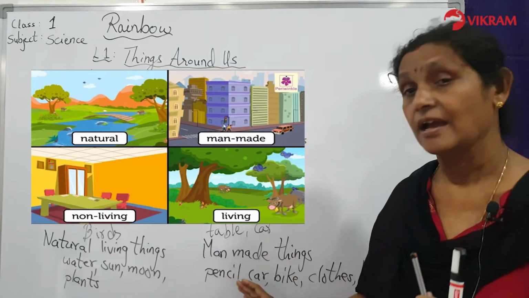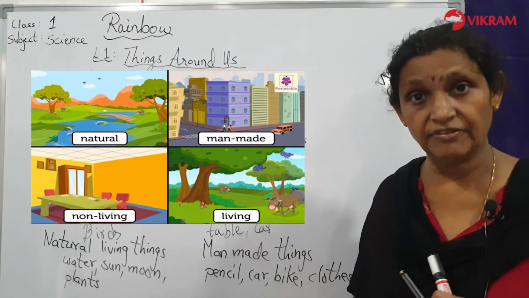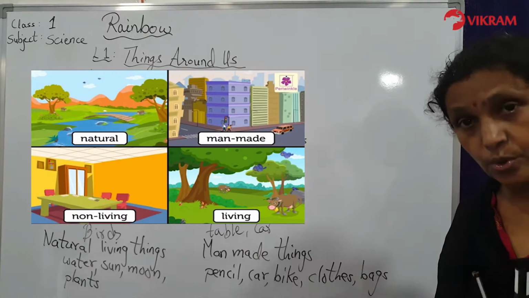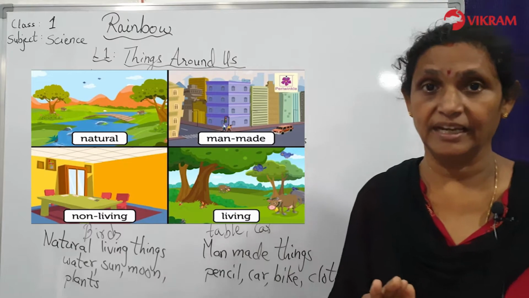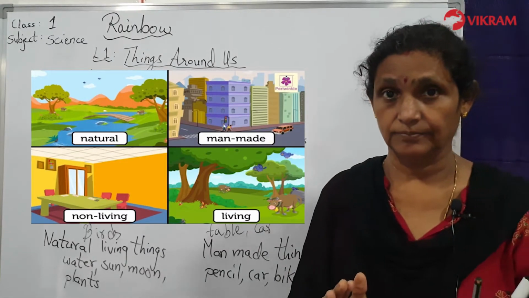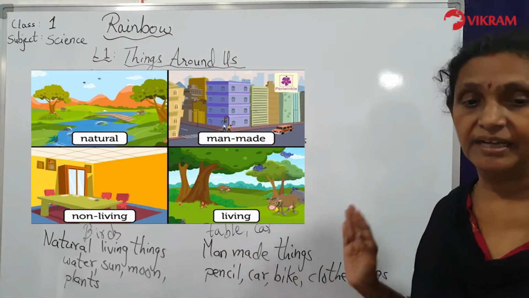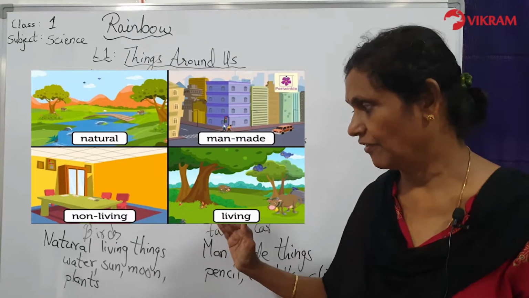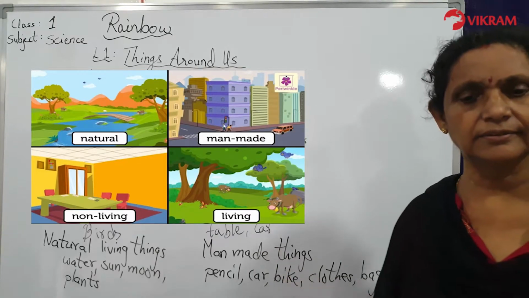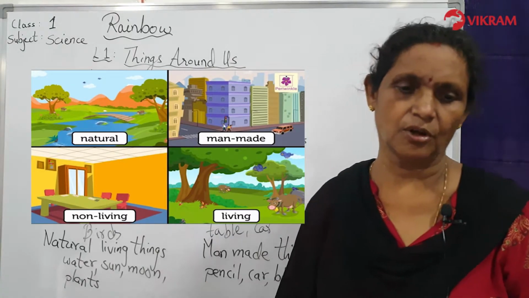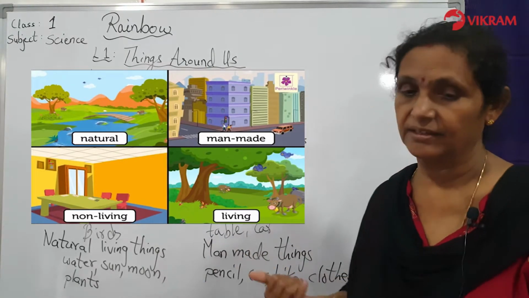So pencils, cars are also made in a factory, bikes, clothes also, bags also, all these things are made in a factory. So they are called man-made things. Children, now you have understood the difference between natural things and man-made things. These are the examples of natural and man-made things.